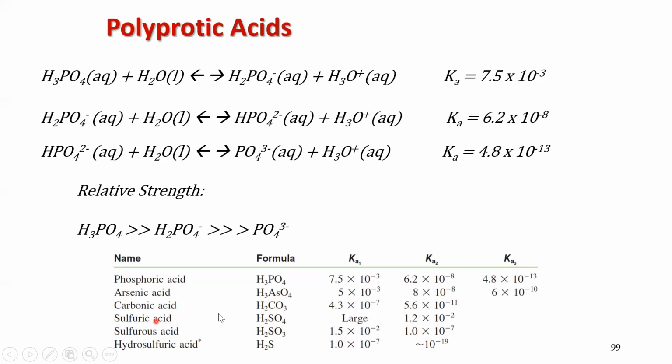Sulfuric acid is diprotic, and it's actually unusual because the first acidic proton comes off 100%. Sulfuric acid to hydrogen sulfate is 100%. But when the hydrogen sulfate goes through that acid ionization, it only to a small percent carries out that second step. Sulfurous acid is diprotic, and hydrosulfuric acid is diprotic.